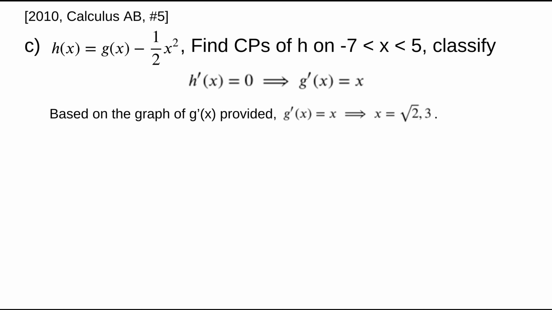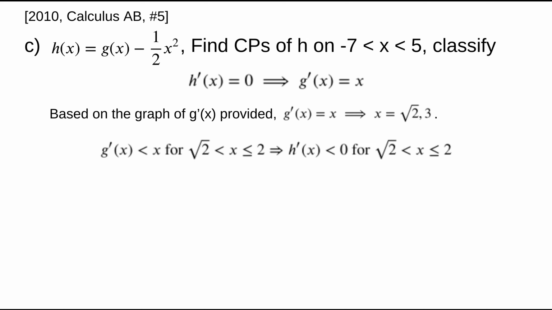So here's what we do with that information. We need to know when g prime of x is equal to x. In other words, are there any points on the graph of g prime of x where the x and y coordinates are the same? In other words, the line y equals x, does that ever intersect the graph of g prime of x? Well, it does. Right, based on the graph of g prime of x provided, g prime of x will equal x whenever x is equal to the square root of 2 or just 3.